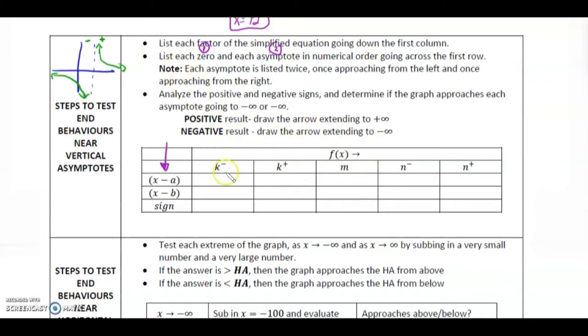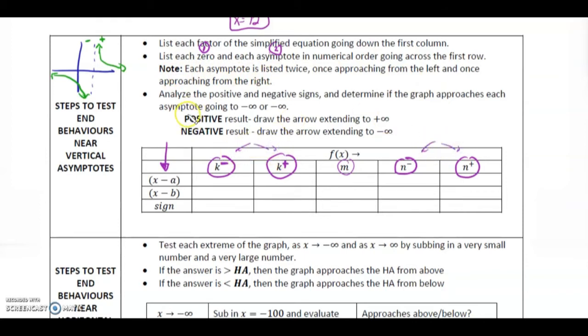But we're going to list each asymptote twice. So say k is an asymptote. We're going to list k from the left and k from the right. And this superscript negative and this superscript positive is how we're going to depict from the left and from the right. That's what those mean. Then I just put m as like an x-intercept. Then n from the left and n from the right. We can clearly see that n would be a vertical asymptote as well. Note each asymptote is listed twice. One from the left, one from the right.